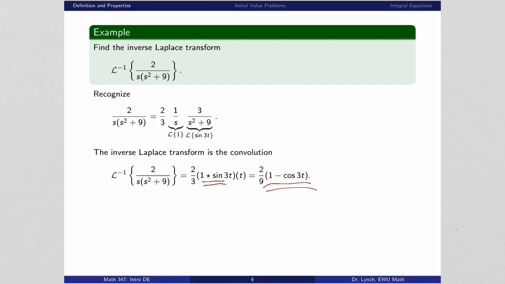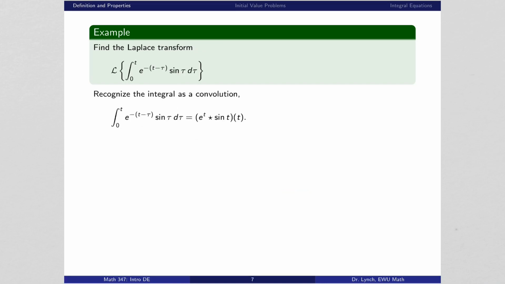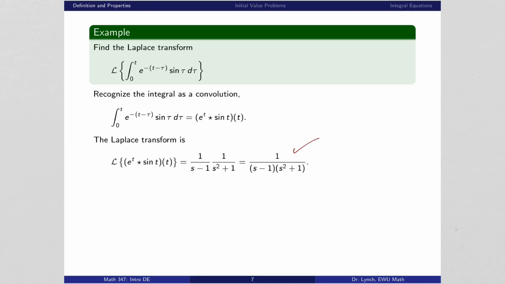Okay. Another example, here we'll go ahead and find the forward transform of something that can be expressed as a convolution. So here is e to the minus quantity t minus tau times sine of tau, all integrated from 0 to t, right? That's just the convolution of e to the t with sine of 3t. So if we want to find the Laplace transform of that integral, it ends up just being the product of the two individual Laplace transforms that you see here, right? So 1 over s minus 1 is the transform of the exponential function, and 1 over s squared plus 1 is the transform of the sine function.